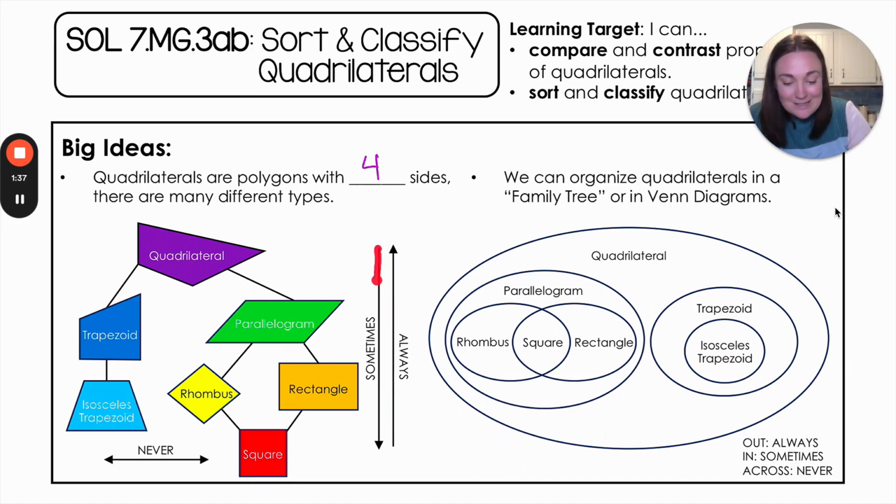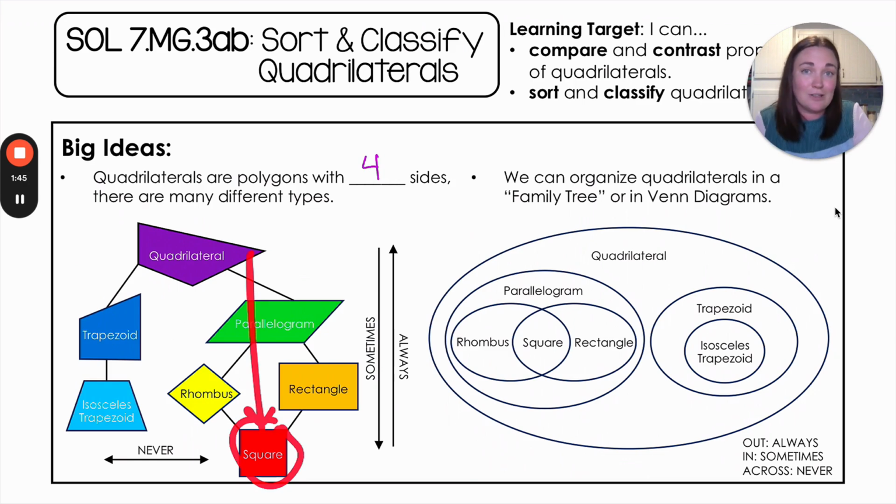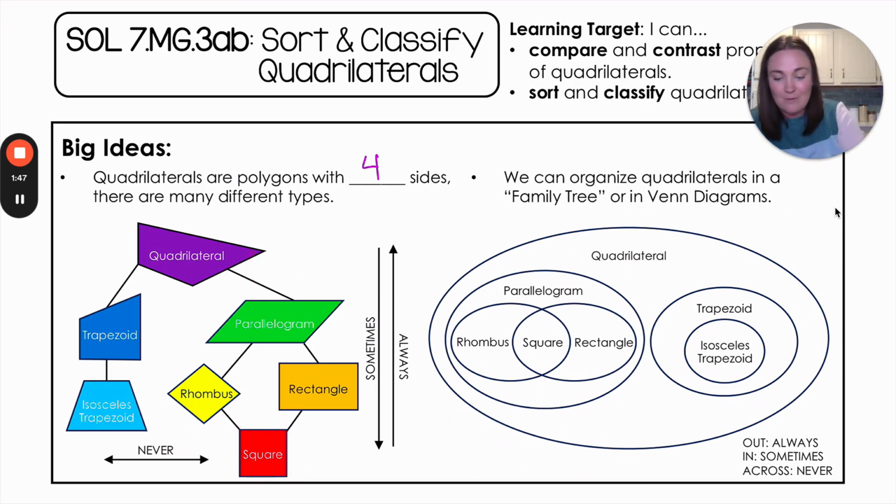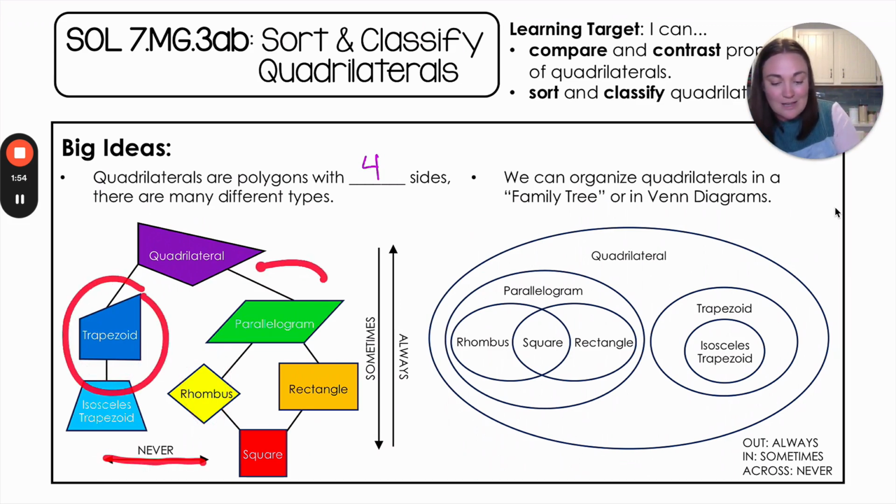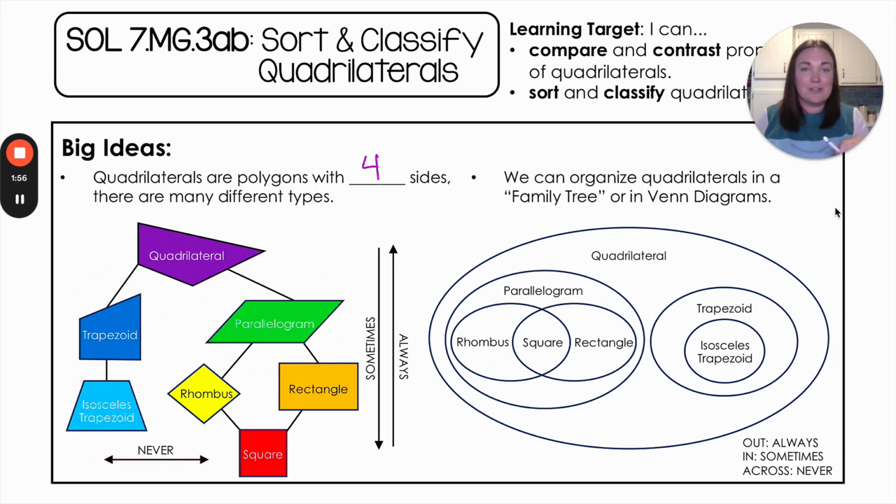If we're going down, then that's sometimes true. So let's go from quadrilateral to square. Is a quadrilateral a square? Well, sometimes, because some quadrilaterals are squares, but some quadrilaterals are not. We can also have any of these other kinds. The one thing that's never true is if we go side to side. So a trapezoid can never be a parallelogram and vice versa.